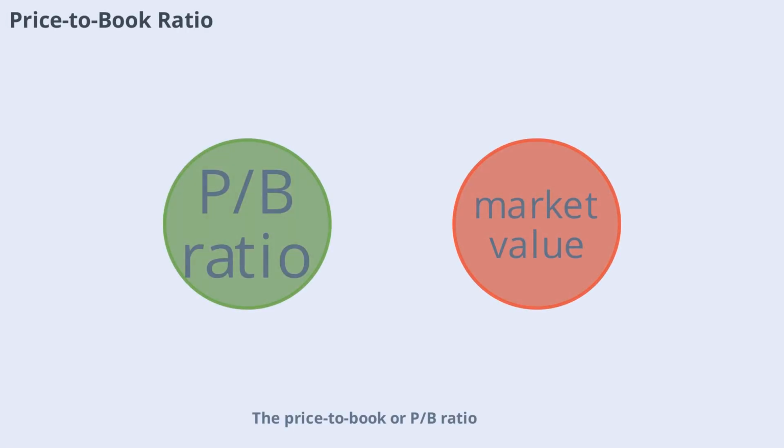Price to book, or PB ratio, compares a company's stock price to its book value per share. It's calculated by dividing the market price per share by book value per share. A low PB ratio can mean the stock is undervalued, while a high PB might indicate overvaluation. Let's see how to interpret this ratio with an example next.